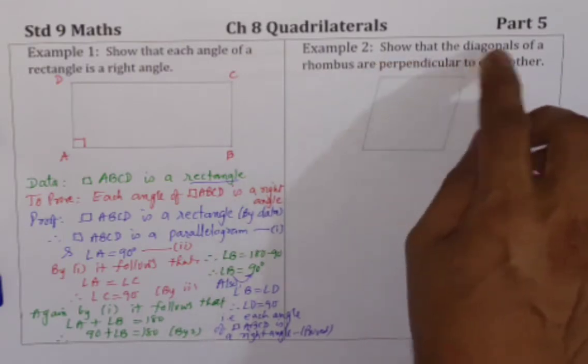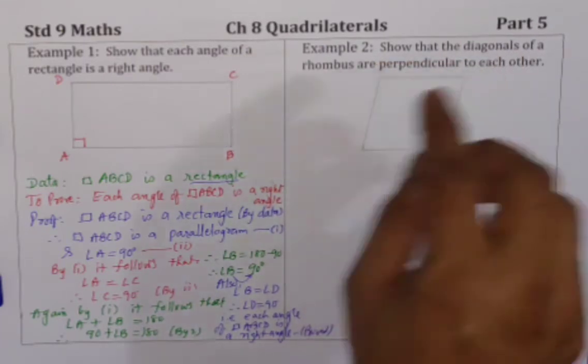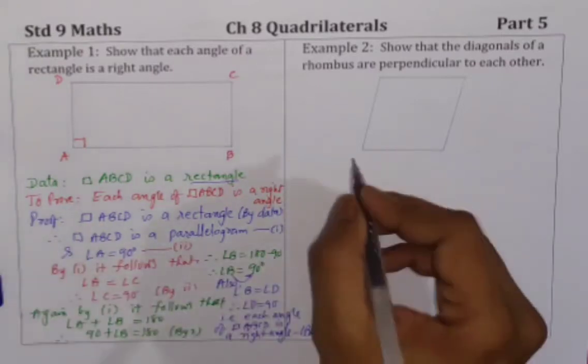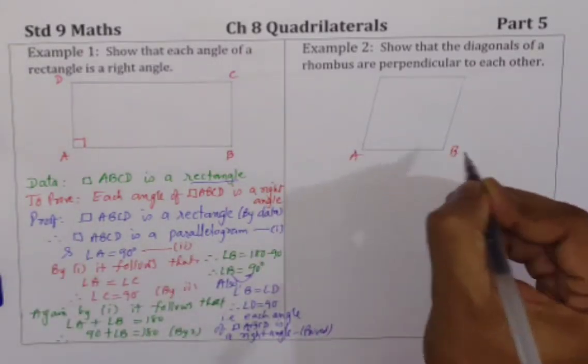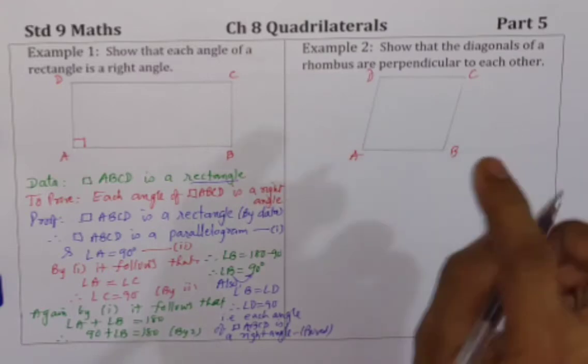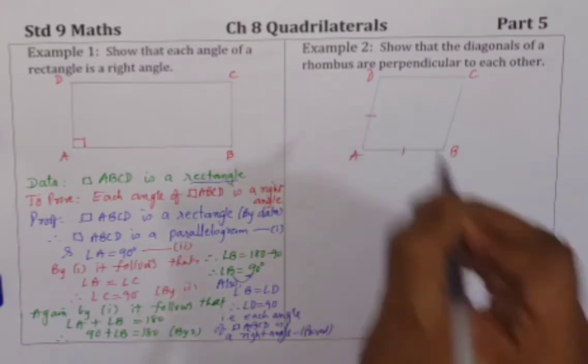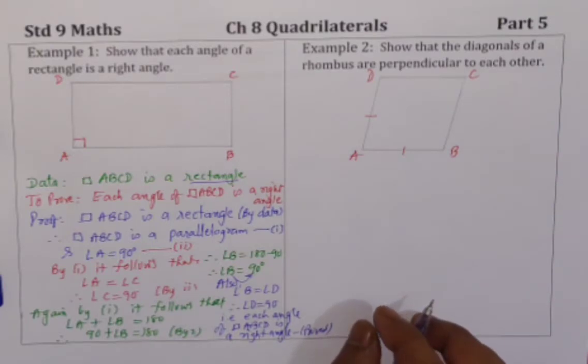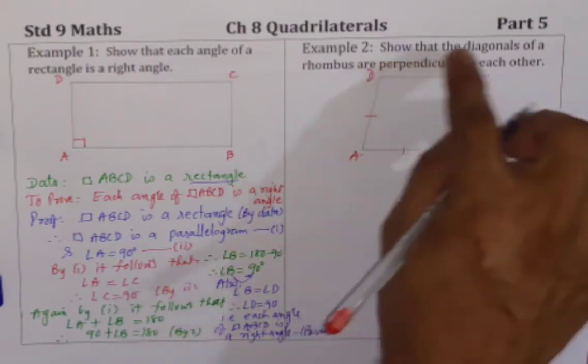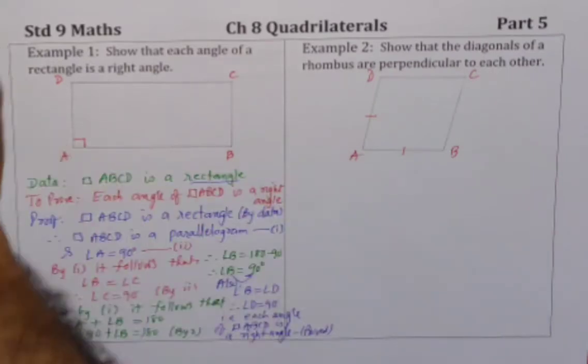Show that the diagonals of rhombus are perpendicular to each other. Children, this time this is rhombus. What do you know about rhombus? A parallelogram with adjacent sides equal. So these sides are equal. That is given. Alright? Okay? Show that diagonals of rhombus are perpendicular to each other.